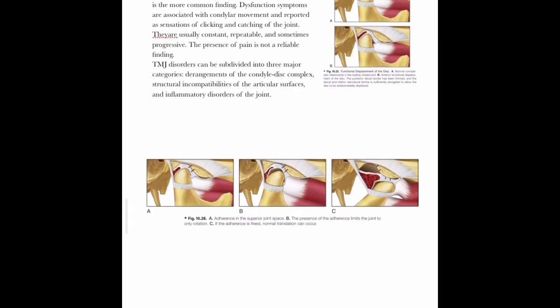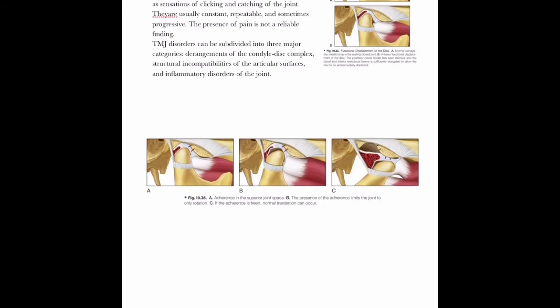The second subject is temporomandibular joint disorder. TMJ disorders have as their chief symptoms dysfunction associated with altered condyle-disc function. Neuralgia is often reported, but dysfunction is more common. Dysfunction symptoms are associated with condylar movement and reported as a sensation of clicking and catching in the joint. They are usually constant and repeatable and sometimes progressive. The presence of pain is not a reliable finding.